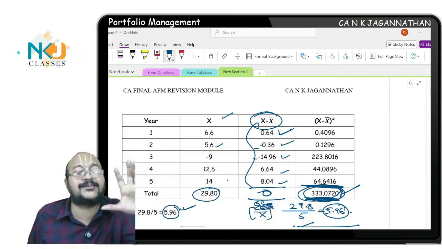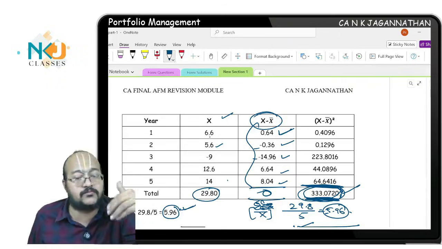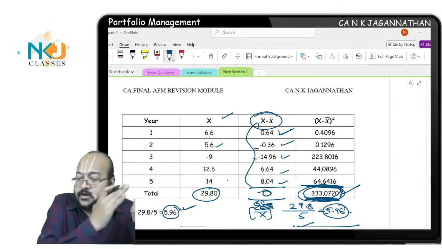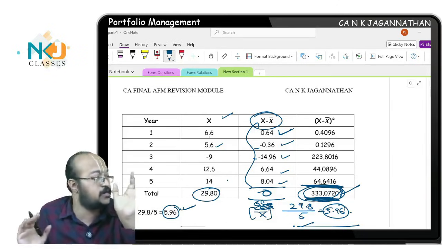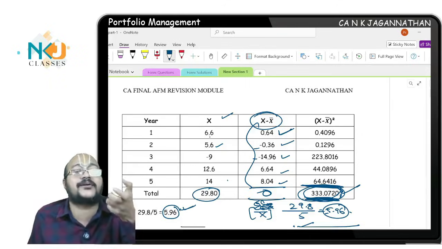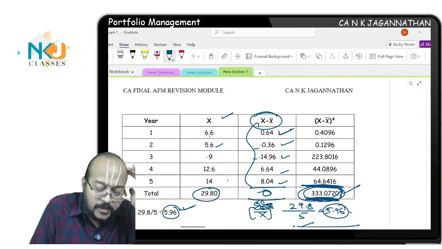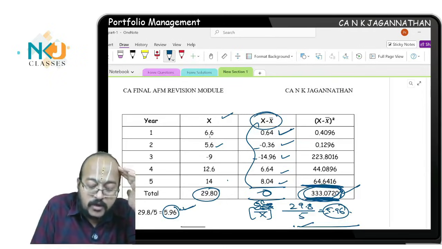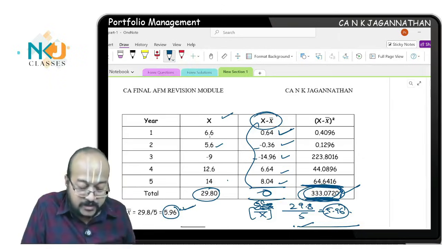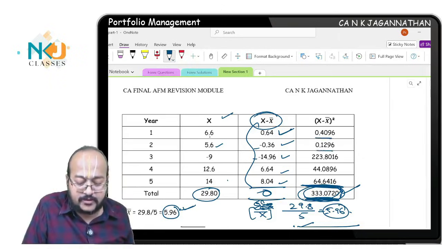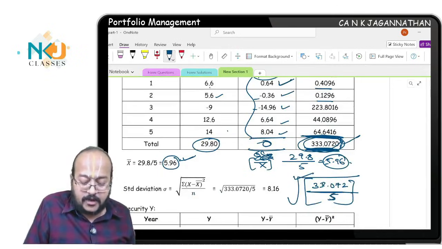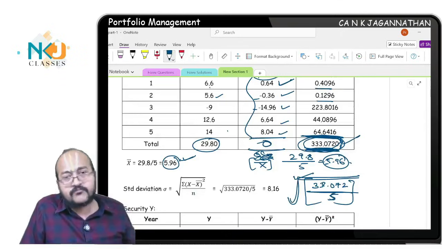As the name suggests, it's a standardized measure. What is the difference between variance and standard deviation? Standard deviation is a standardized measure, even though variance tries to find all the variations, correct? But for comparability and simplicity, you need a standardized measure. For that, these minus signs should be removed. Hence, you square it up and then take the square root. Are you understanding? So X minus X bar, you square it, 0.4096, like this, everything you square, and if you divide by n and take the square root, you get the standard deviation.